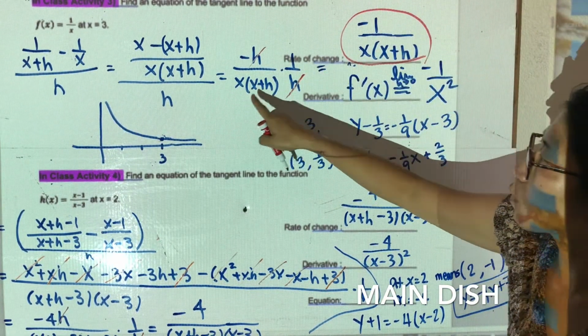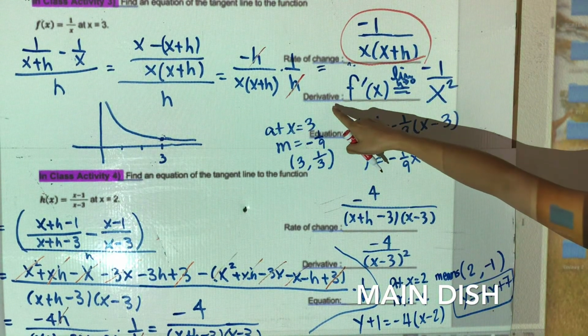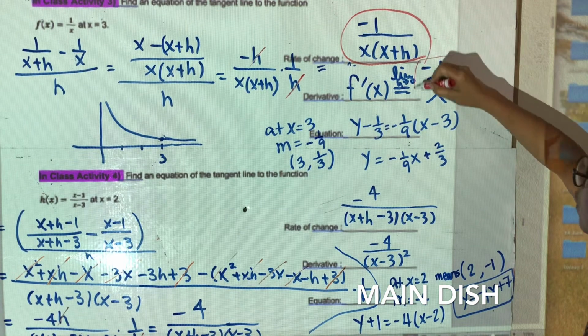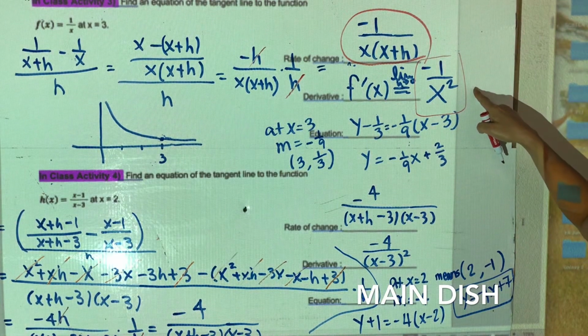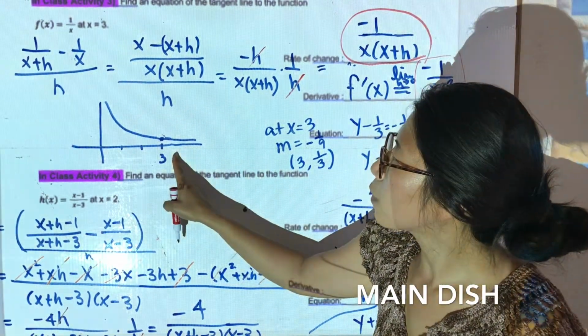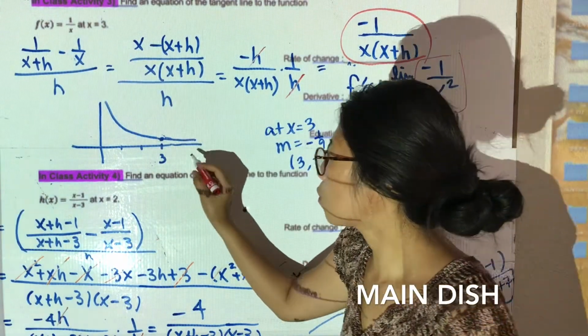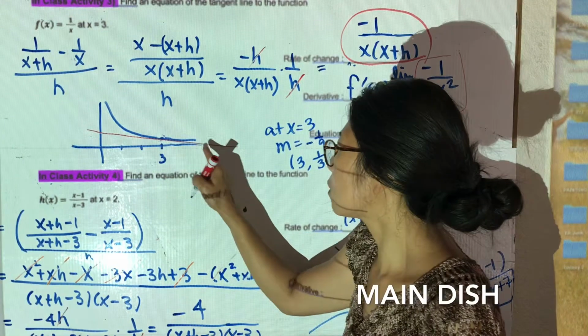You can compare my work here. And then taking h to 0, my derivative function is -1 over x squared. Then I want to find the function at 3. So I actually graph my function 1 over x and x is equal to 3. I'm looking for my tangent line at 3 for this function.